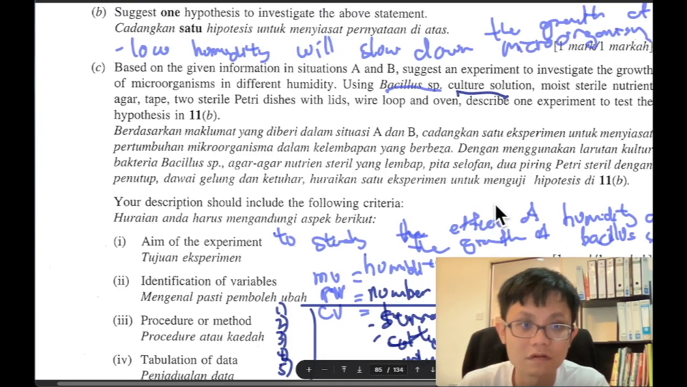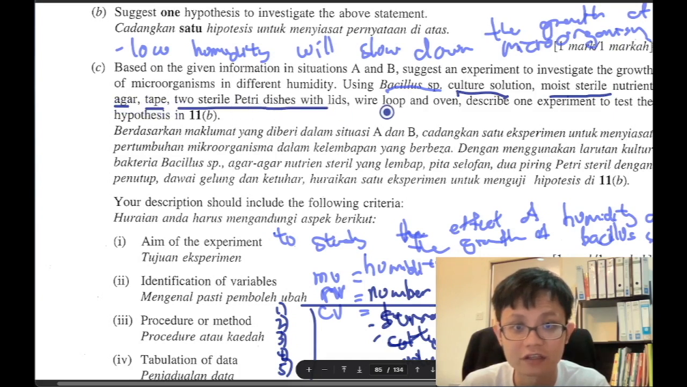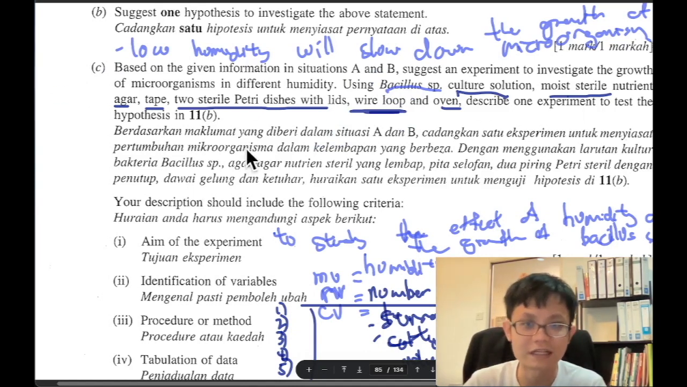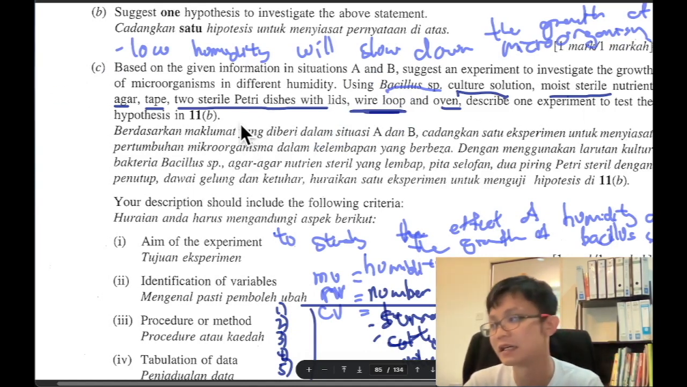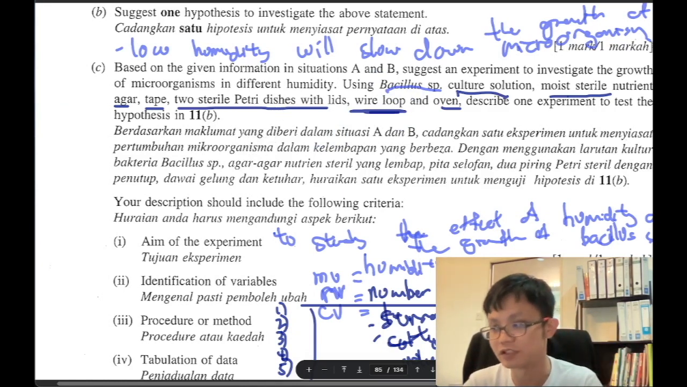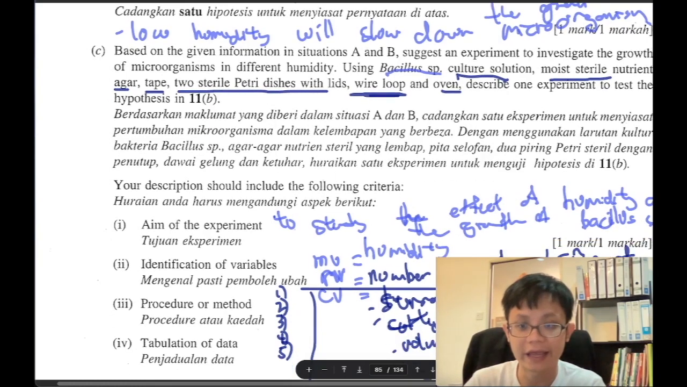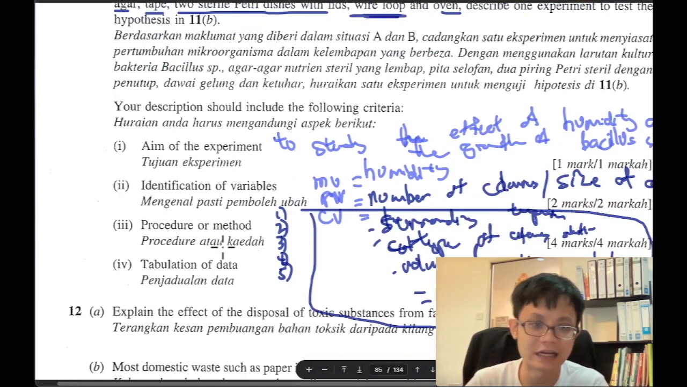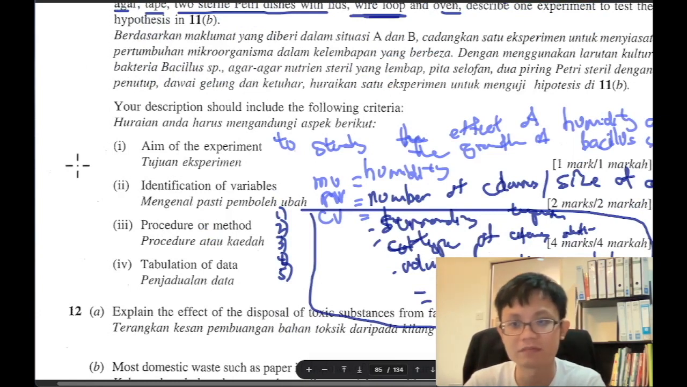So you need to try your best. When you give a procedure, try your best to mention the moist sterilized nutrient agar, sterilized petri dish, and wire loop, which is used to put the bacteria culture in a zigzag pattern. Repeat the procedure, and after that tabulate the data. I didn't write it all down, because if I write it down, it will be very long.